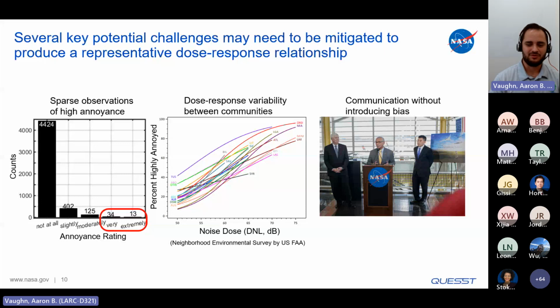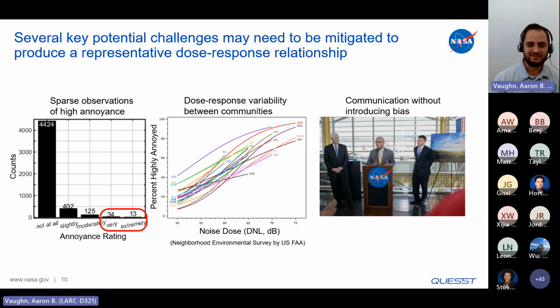And so we're trying to develop some methods to handle the potential different scenarios that you just won't know until you see the data. Also, we want to make sure that we get unbiased data as we inform communities around the nation as we fly over. Before we fly over them, we want to communicate clearly what we're doing, but we don't want to bias people towards wanting supersonic flight, or if people like NASA, we don't want them to say that they're not annoyed just because they want us to potentially succeed.